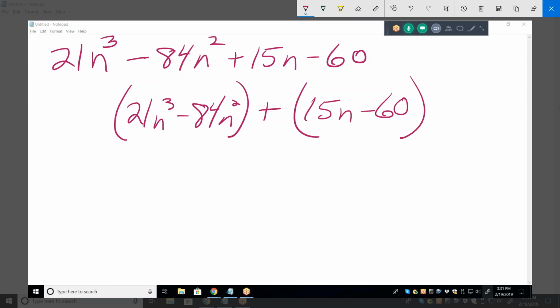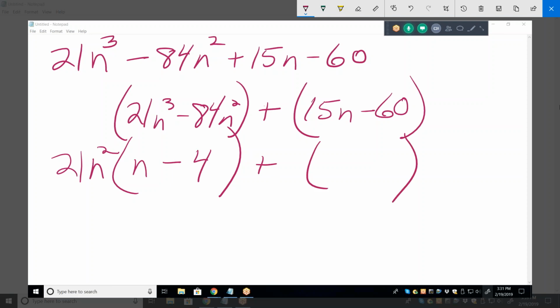It would be the greatest common factor out of that first set of parentheses. So it would be 7n squared. Or actually 21n squared. Oh yeah, that works. Doesn't it? When I say greatest common factor, that's what it means, the greatest. And then that would be n minus 4. Okay? And on the other side?